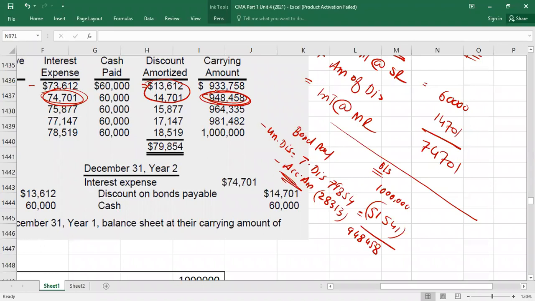Understood? Clear? This is how it is presented. So guys, I hope it is clear. Please confirm through the chat option, is that clear?